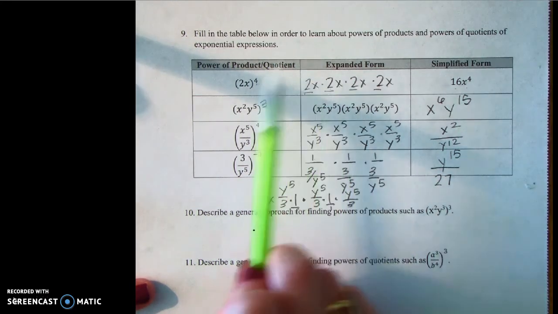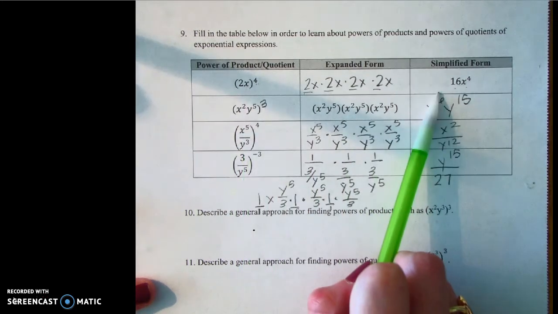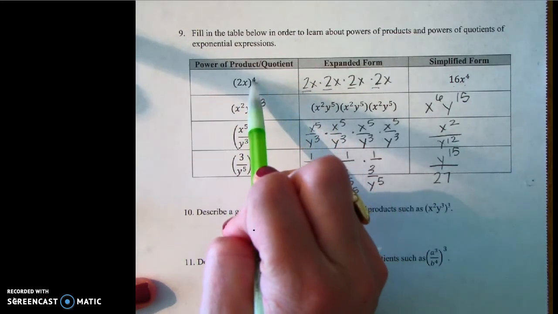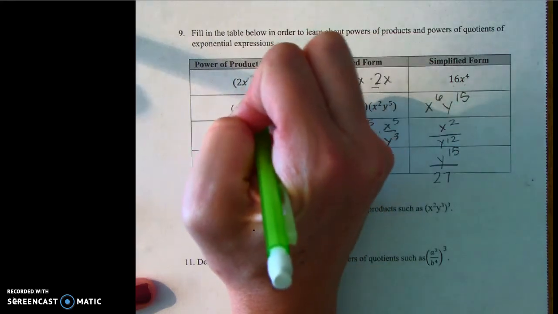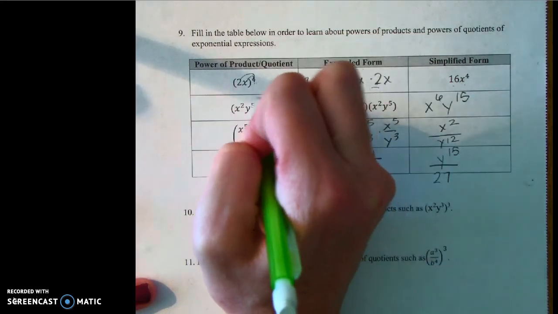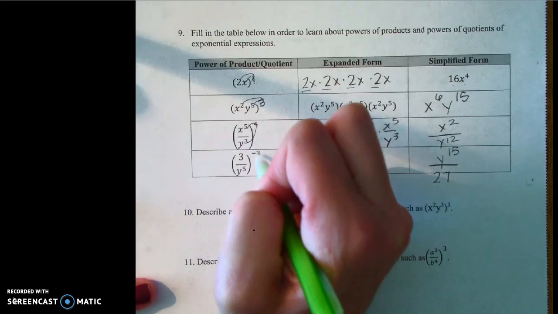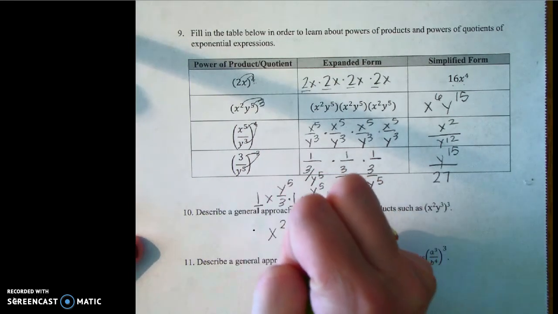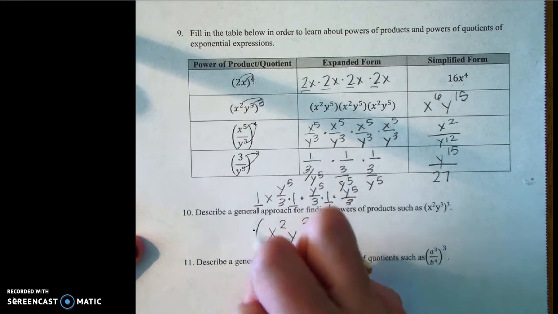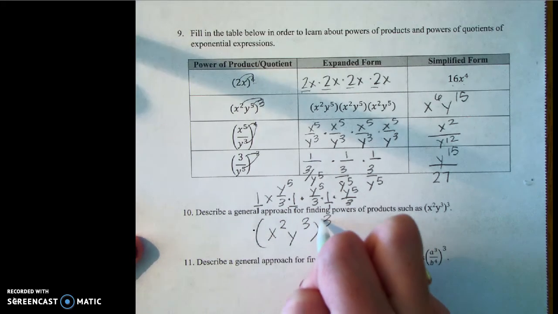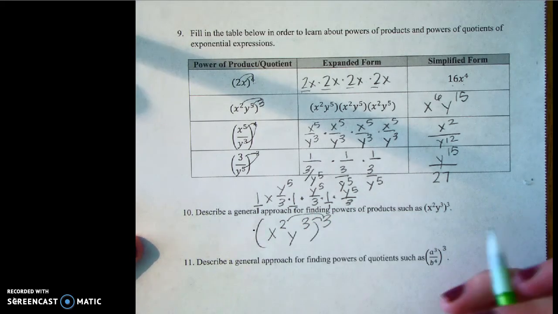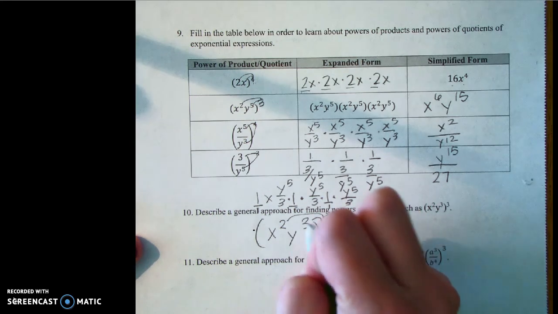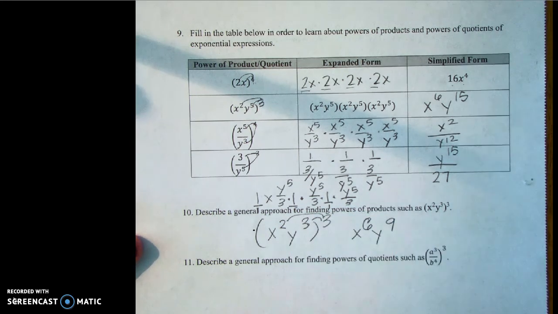So the question is, how do we get from this column to this column without having to write an expanded form? What you should have seen is that you are distributing this exponent to everything in the parentheses. Right? So x squared times y to the 3rd, all raised to the 3rd power. I'm going to distribute the 3 to both exponents. 3 times 2 is 6, so I have x to the 6th. 3 times 3 is 9, I have y to the 9th.